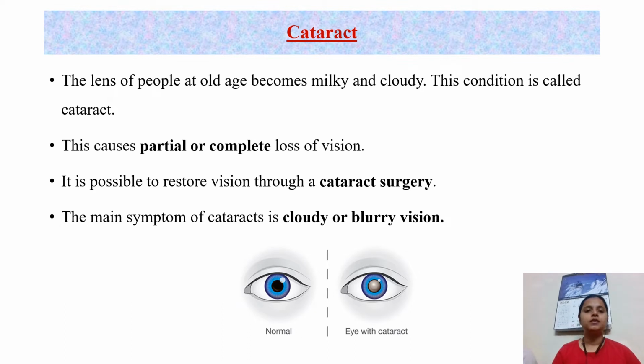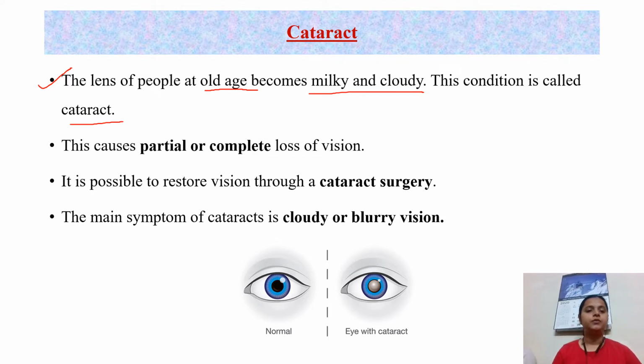So today's topic is cataract. I have written some points for you, so let's discuss these points one by one. The lens of people at old age becomes milky and cloudy. This condition is called cataract. When the lens of people at old age becomes milky and cloudy, this condition is called cataract.